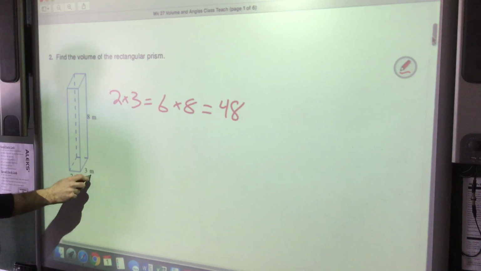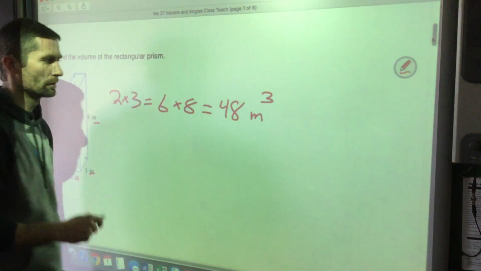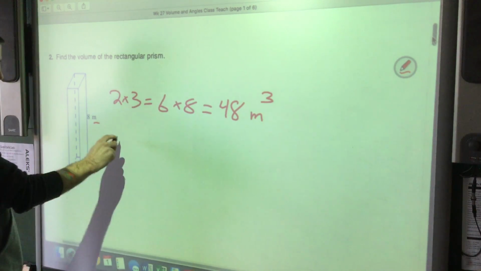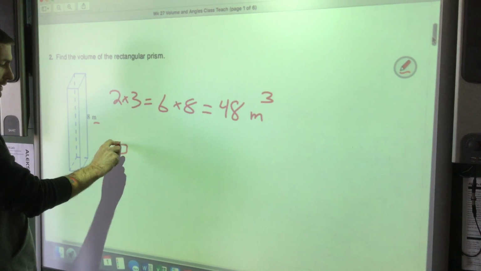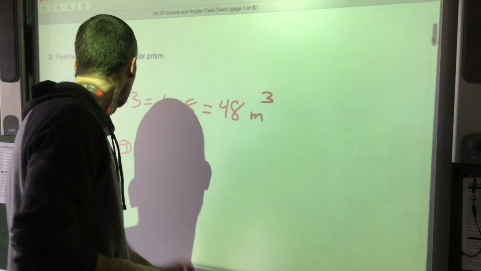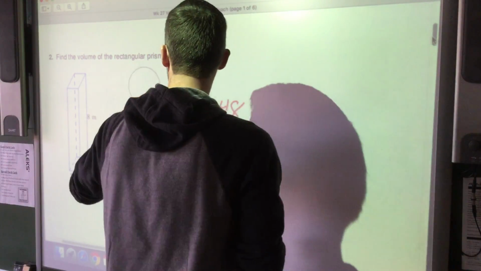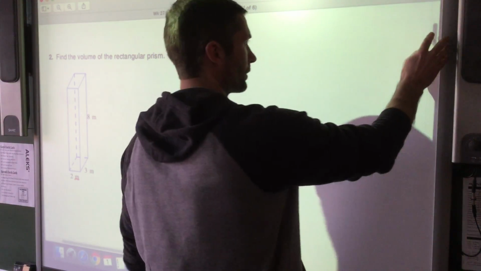And that's meters times meters times meters. So meters cubed. Meters to the power of 3. Because we're doing 3-dimensional blocks here. So those are cubes. Alright, I know you could probably do that one in your head. I do want to see you write that down on your homework paper though.